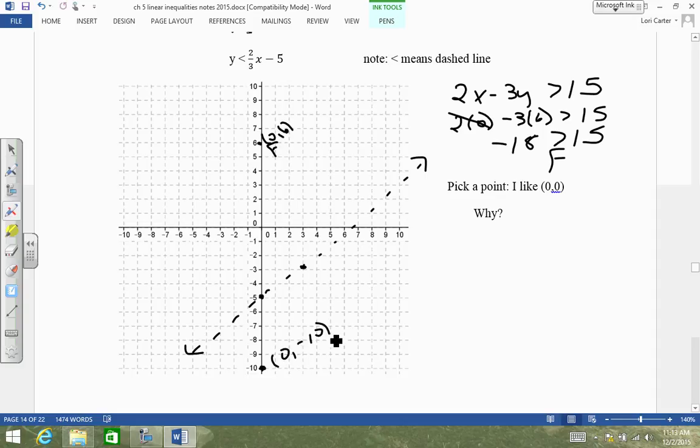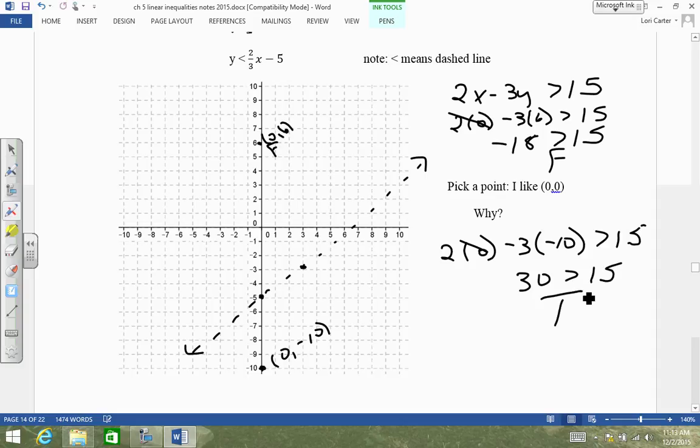Everybody ready? Yeah. So 2 times 0 minus 3 times negative 10. Is that greater than 15? Yes, it is. Negative 10 times negative 3 is 30. Is 30 greater than 15? So that is true. So this side of my line is true.